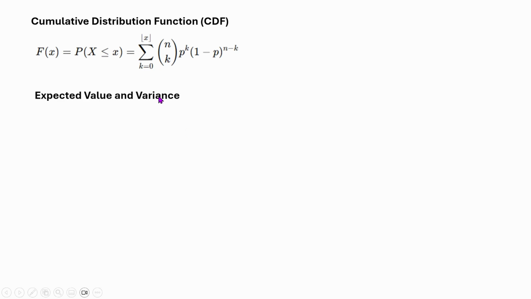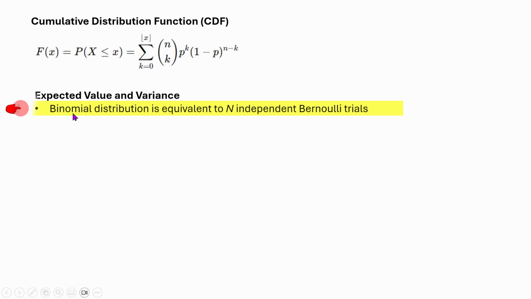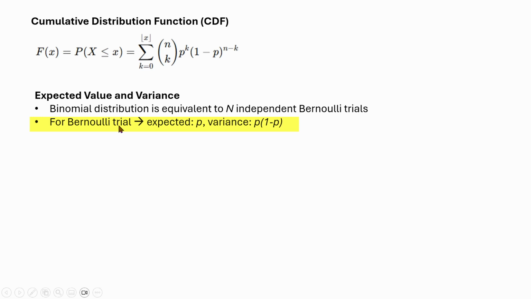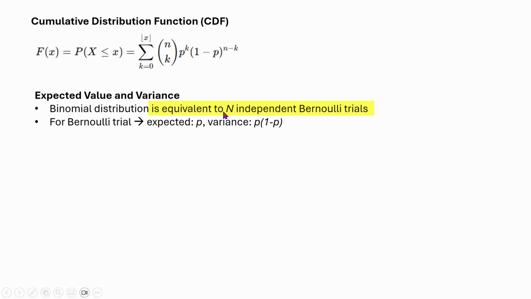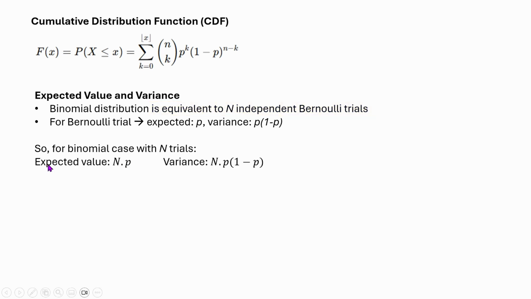Now, I think the most interesting part of binomial distribution is the expected value and variance calculation, because we can get them directly from Bernoulli distribution. So as you know that binomial distribution is equivalent to n independent Bernoulli trials. For the Bernoulli distribution, the expected value is P and the variance is P into (1 minus P). This is something we actually derived in the previous tutorial when we talked about Bernoulli distribution. Feel free to check this out. So since this is equivalent to n independent Bernoulli trials, we can simply multiply these things by n. So expected value will be n into P for the binomial case, and variance will be n into P into (1 minus P) for the binomial case.